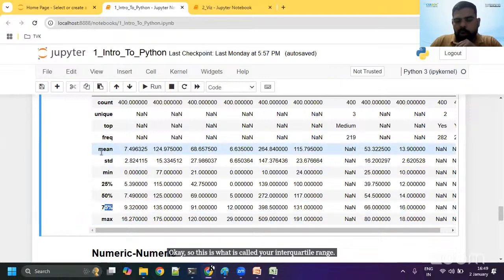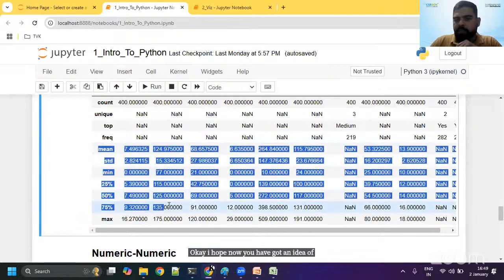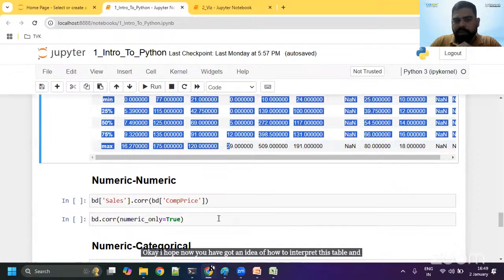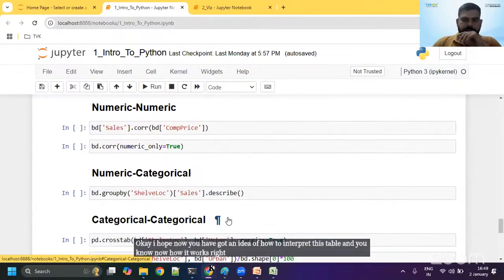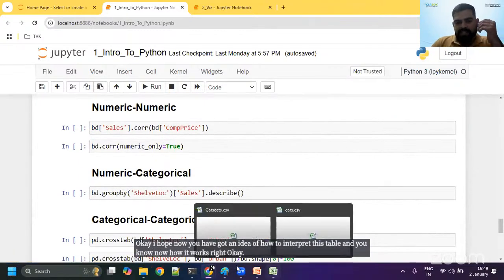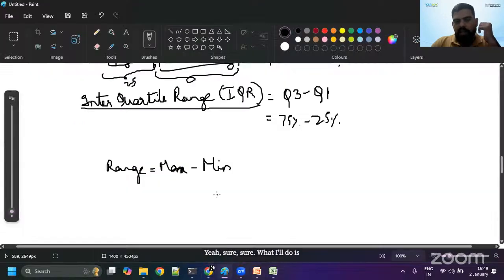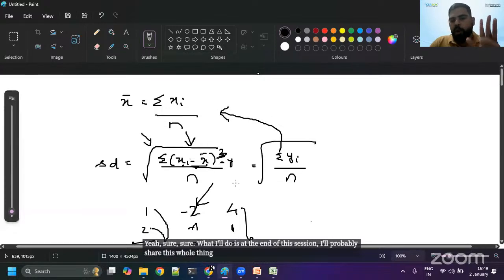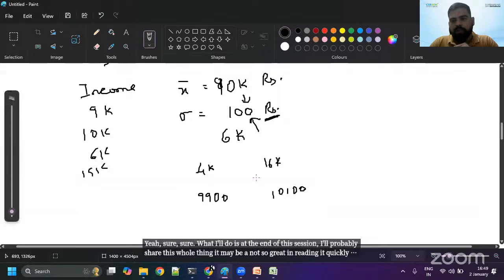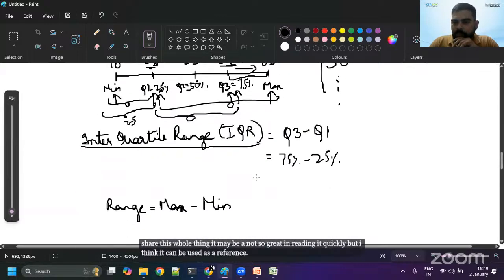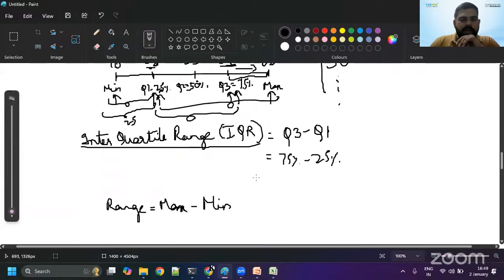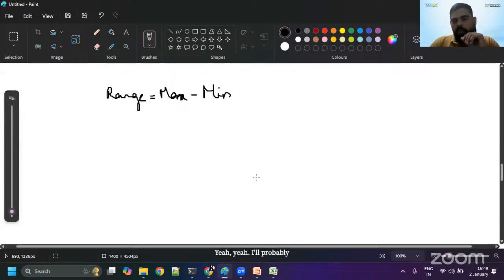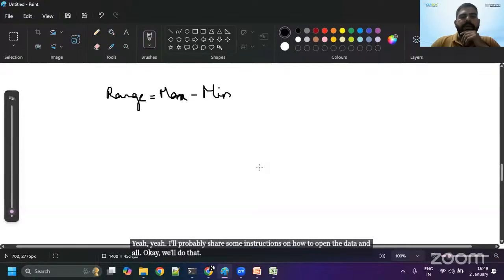Okay. I hope now you have got an idea of how to interpret this table and how it works, right? Okay. Yeah, sure, sure. What I'll do is, at the end of this session, I'll probably share this whole thing. It may not be so great for reading quickly, but I think it can be used as a reference. Yeah, I'll probably share some instructions on how to open the data and all. Okay, we'll do that. Okay.